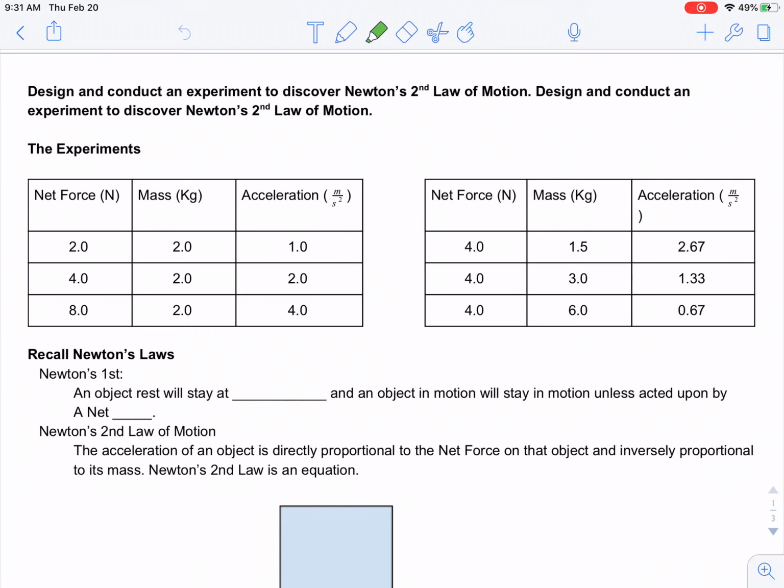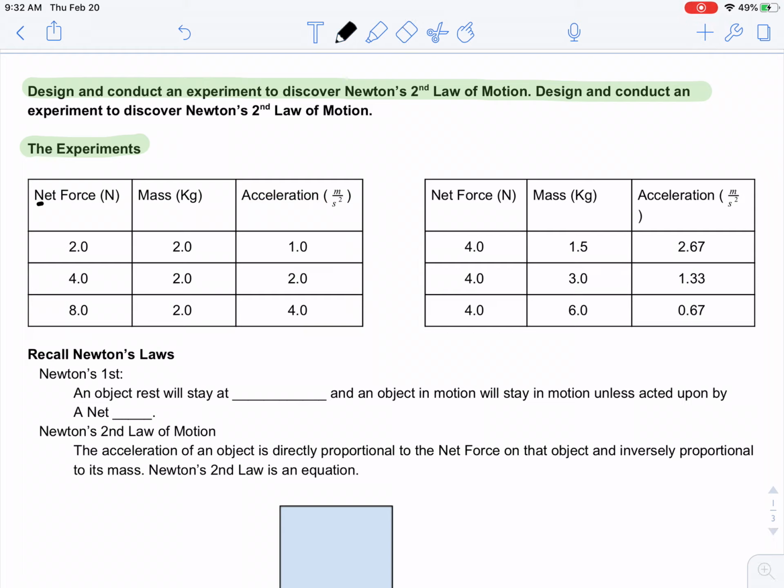Alright, class. Let's design and conduct an experiment to discover Newton's second law of motion. I don't know why that's written twice. Who cares? Okay, so the deal with this learning objective is it all has to do with a lab. And in our lab, we performed an experiment. And there were two experiments that you could perform. Here's this first experiment. Let's look at it.